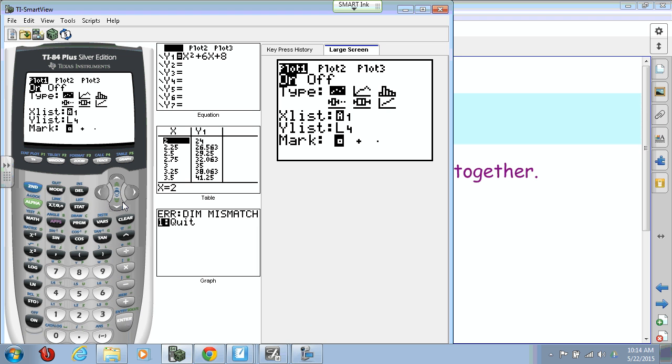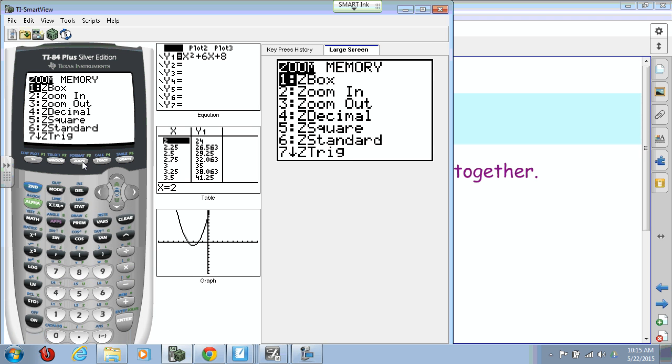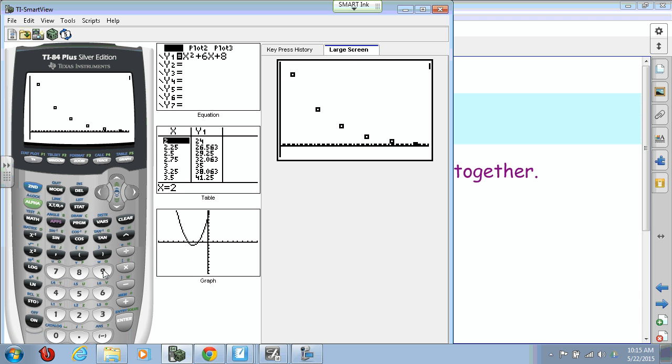Arrow down. List 1 X's are list 1. I have in my Y list 4. I don't want that. I need list 2 there. So second number 2. Good. Please make the mark the first one if yours is not marked like that. I like it open. Good zoom height. Okay, so we have our plot 1 on. We've got a scatter plot. X list is list 1. Y list is list 2. Always, always, always. What zoom do we press for stat? Zoom 9. You should have a nice scatter plot. Do you? Yay! That looks great.